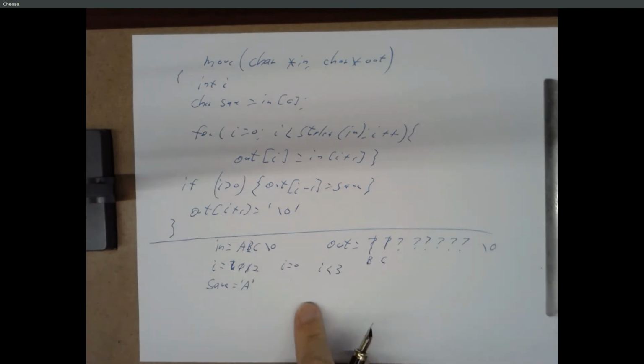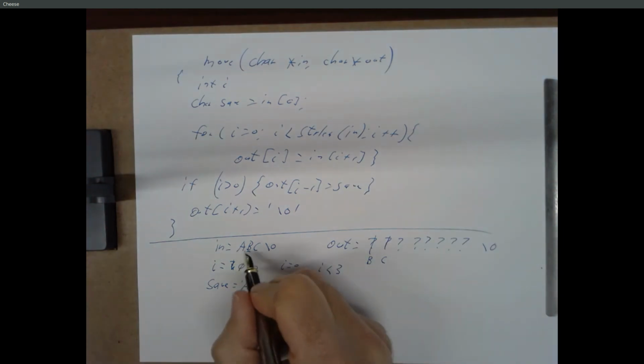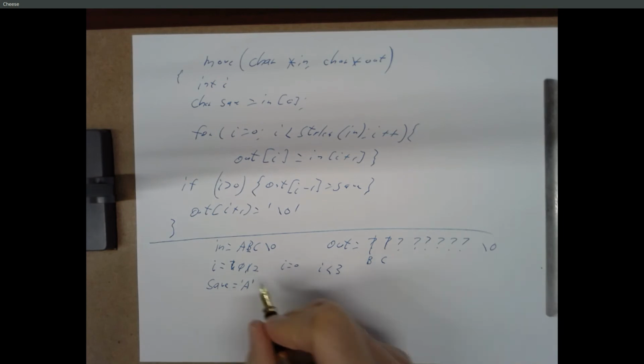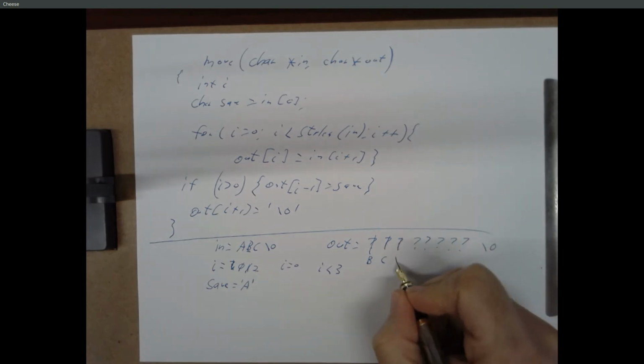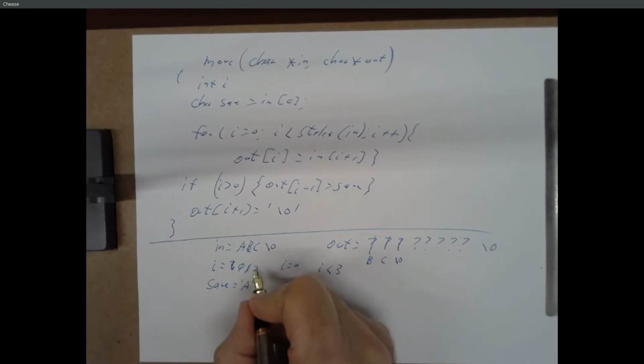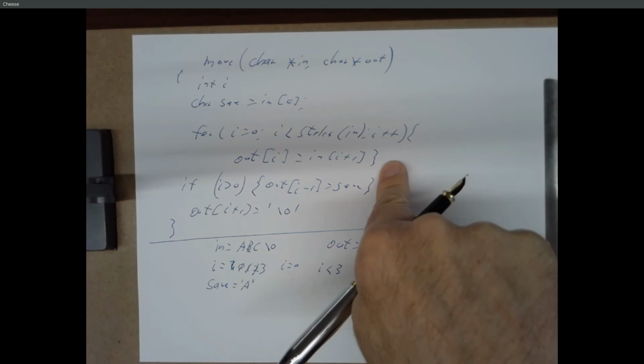It's still less than 3. out[2] equals in[3]. In[3], 0, 1, 2, 3, is a null terminator. out[2] gets changed to a null terminator. Not bad. i gets incremented to 3. 3 is not less than 3, so we exit the for loop.